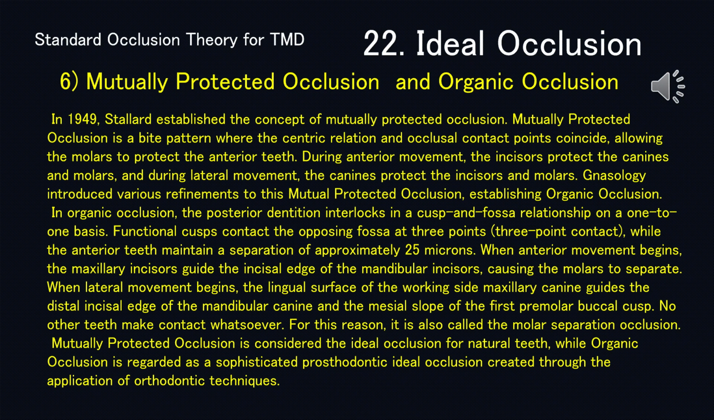When lateral movement begins, the lingual surface of the working side maxillary canine guides the distal incisal edge of the mandibular canine and the mesial slope of the first premolar buccal cusp. No other teeth make contact whatsoever. For this reason, it is also called the molar separation occlusion. Mutually protected occlusion is considered the ideal occlusion for natural teeth, while organic occlusion is regarded as a sophisticated prosthodontic ideal occlusion created through the application of orthodontic techniques.